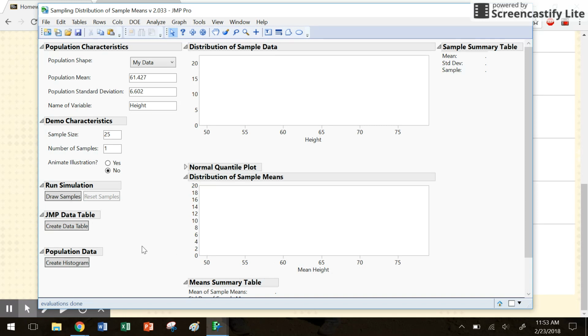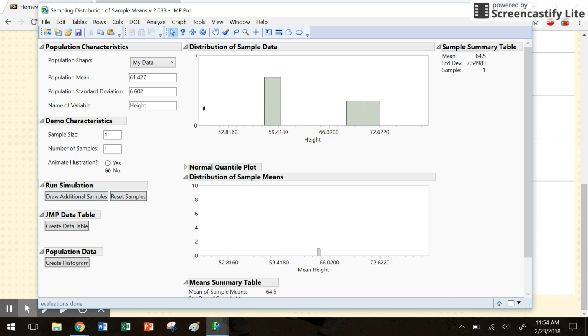But with the sampling distribution, we're going to be drawing samples from this population. So I'm going to start with n equals 4. So I'm going to set the sample size to 4. And let's say at first, just to illustrate what's going on, we only choose one sample. Okay, so I'll keep that at 1. And I'll say draw samples.